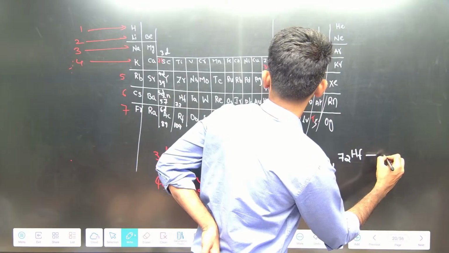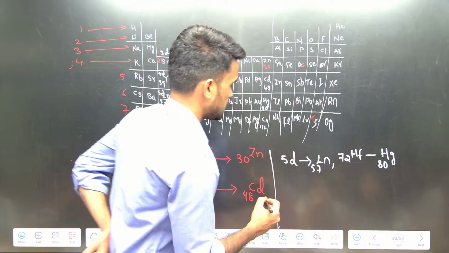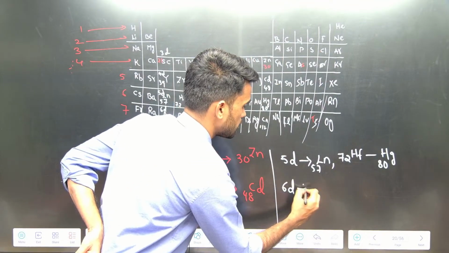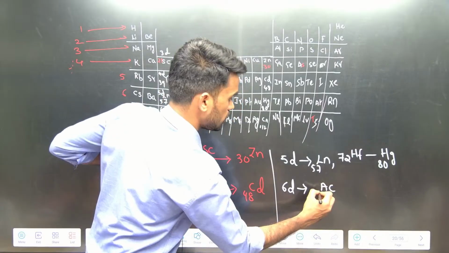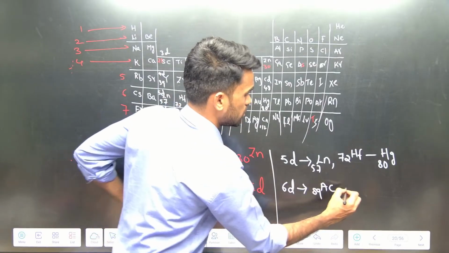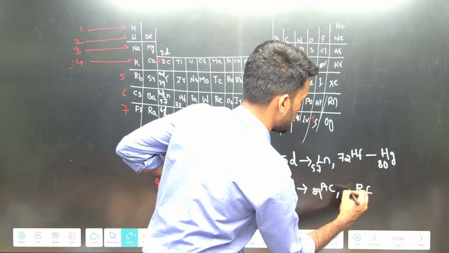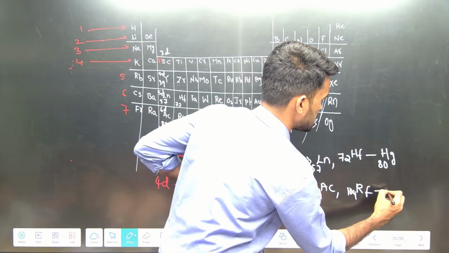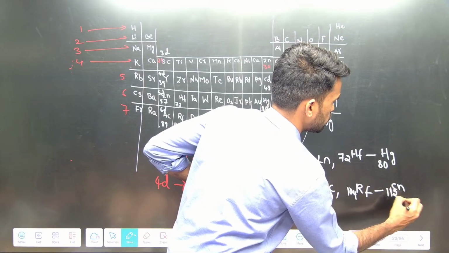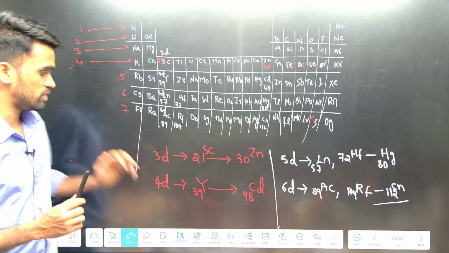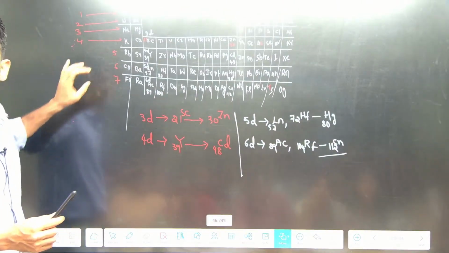To mercury 80. Next, 6D series, you tell me fast. Actinide, what is the atomic number? 89, comma, starts from next. Rutherfordium starts from 104 and ends at 112. What is that? Copernicium, 112. Okay, make a note of this. Okay, right.